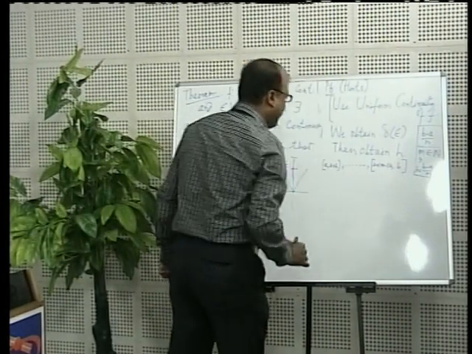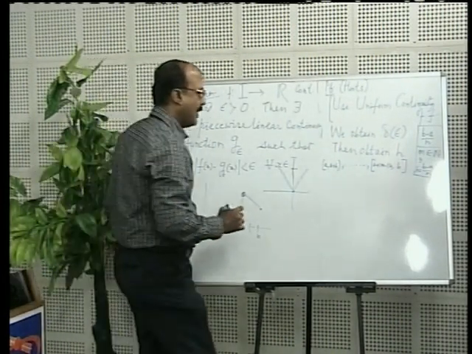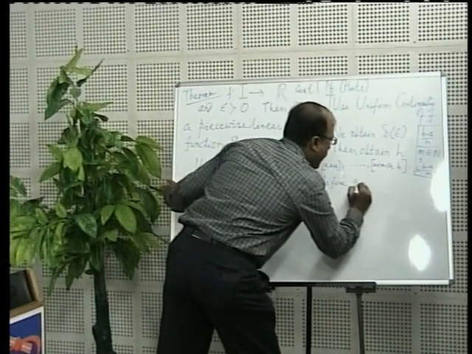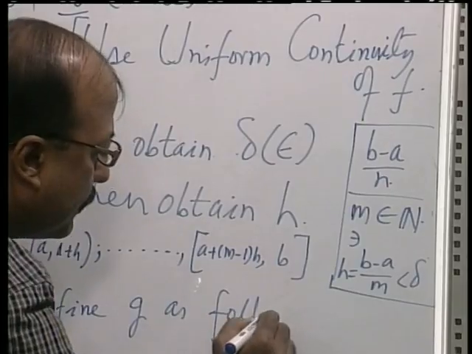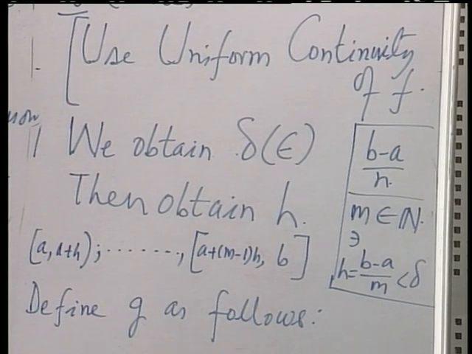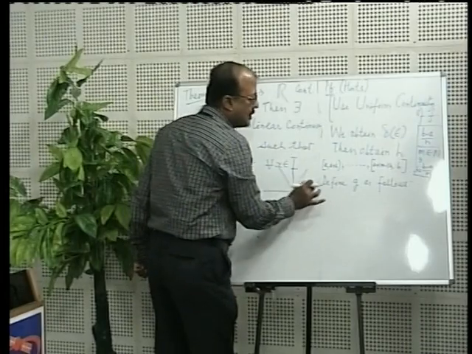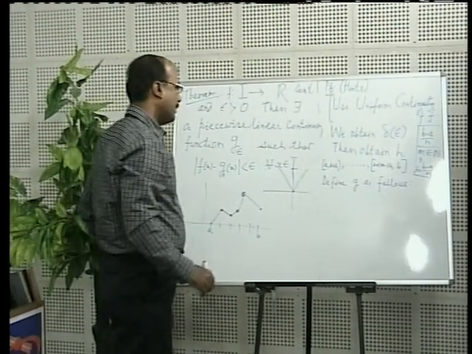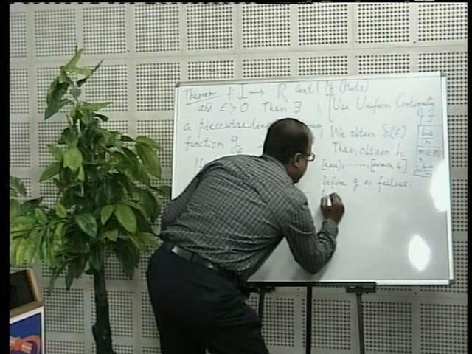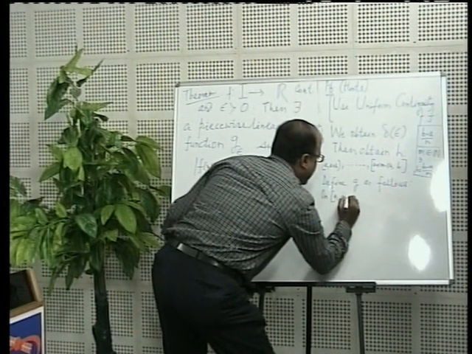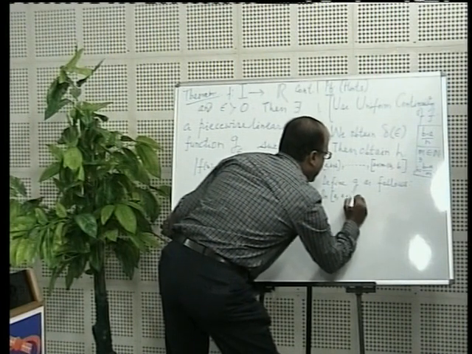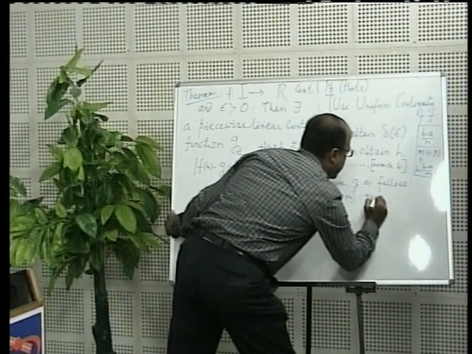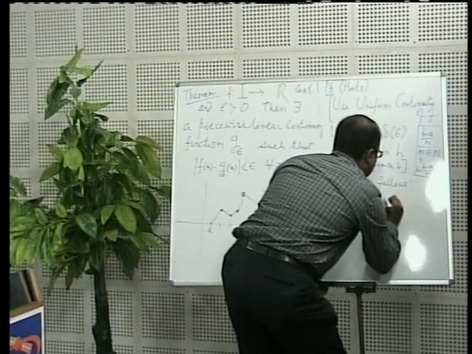Now what is the care we take here? How do we define g? Define g as follows. It is sufficient to define g on each of these subintervals. So how do we define g? I am writing the first interval, I am taking this on a to a plus h. I am taking this. g of x lies on what?